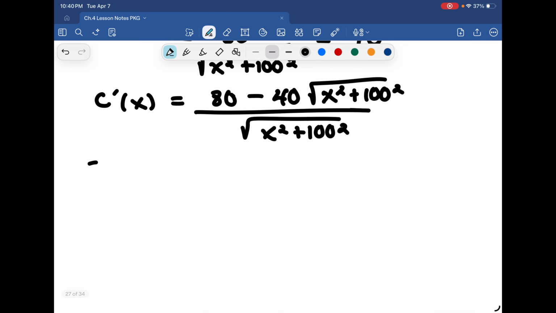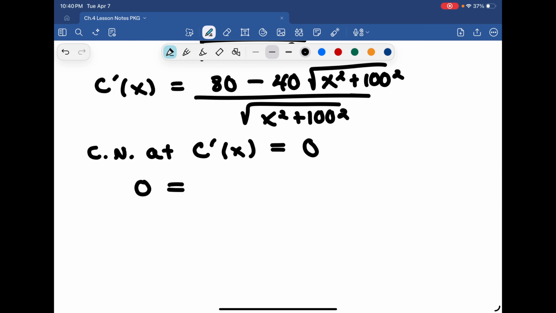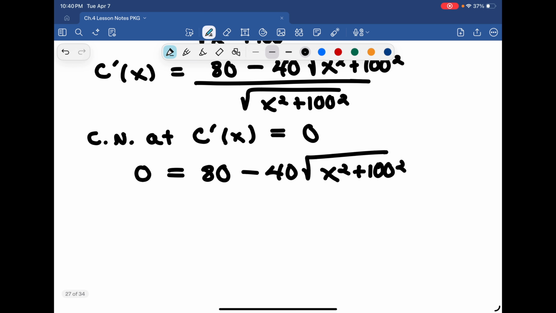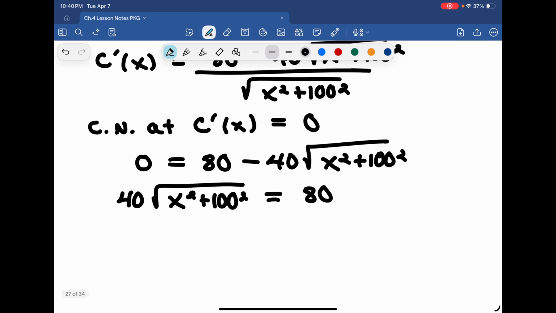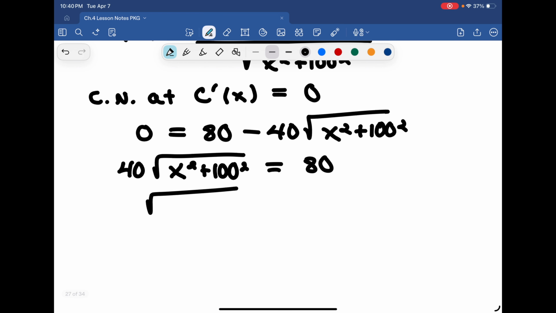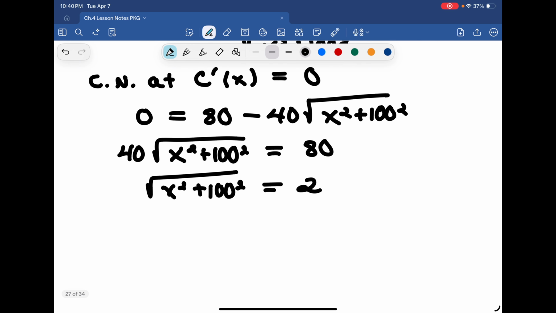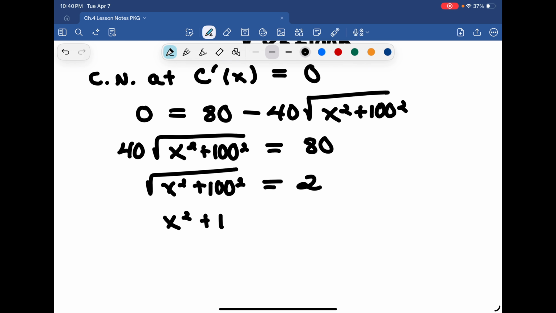Now we're going to define this and say our critical numbers are when the C prime of x is equal to 0. That means I'm going to set my derivative to 0. And now I can use my numerator to help me solve for what these critical numbers are. I'm going to add the 40 times the square root of x squared plus 100 squared across, so that is equal to 80x. If I divide both sides by 40, I get the square root of x squared plus 100 squared is equal to 2x. I square both sides, giving me x squared plus this 100 squared is equal to 4x squared.